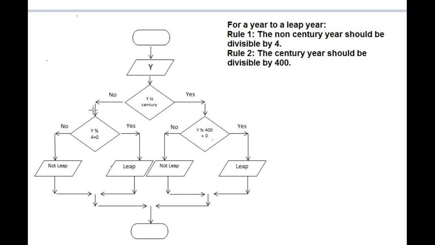And similarly, if it is not a century year, for ordinary years the calculation was to be checked for divisibility by 4. So if the year is divisible by 4, it is a leap year, otherwise no. So we have taken 2 blocks. This is one of the if-else block, this is another if-else block, and they are nested in both sides of this if. Like if it is yes, then also one if-else block, and if it is no, then also another if-else block.